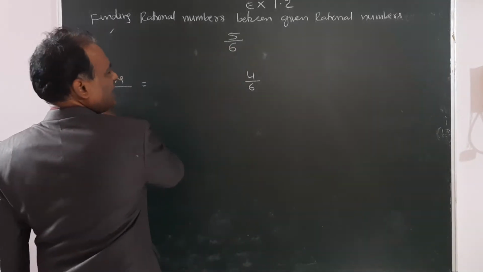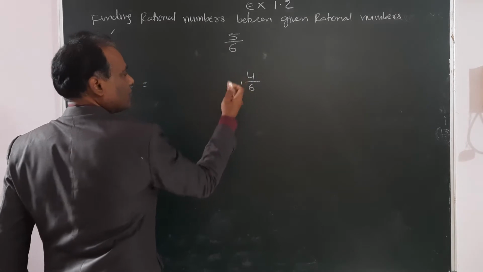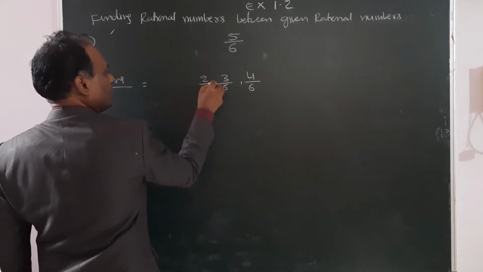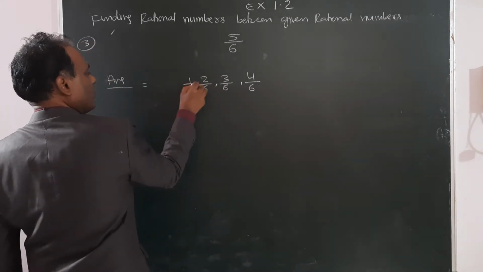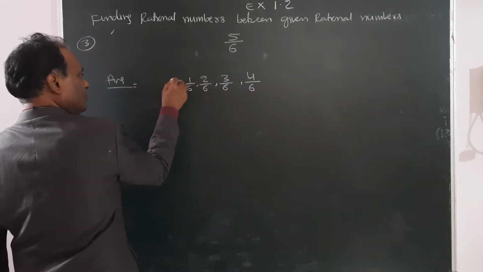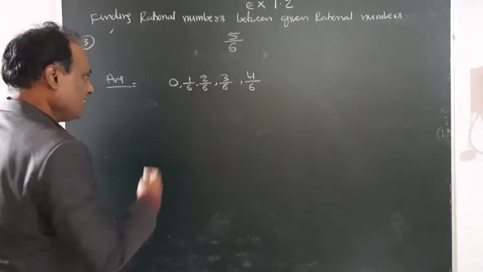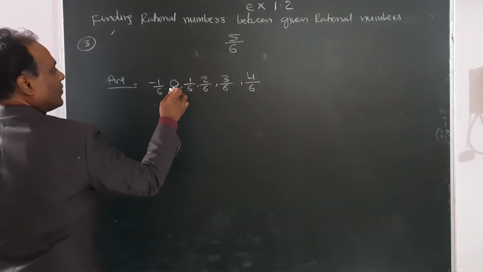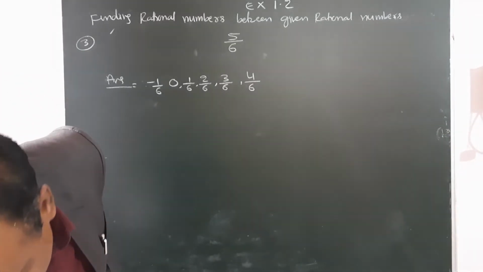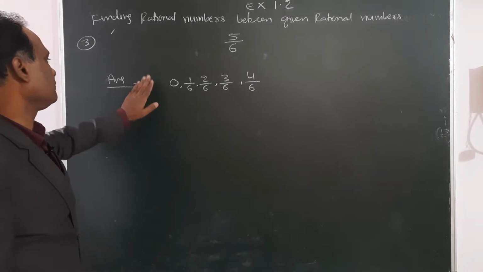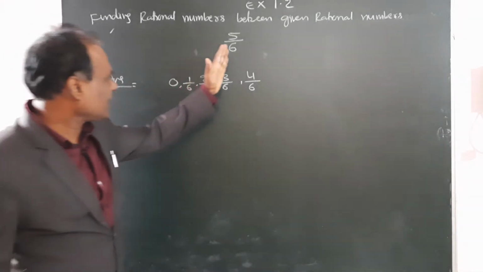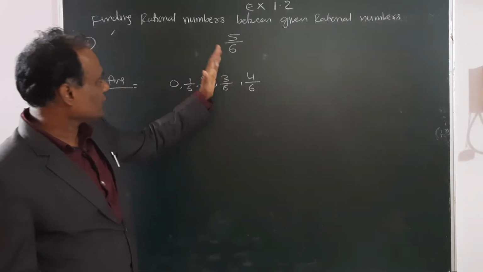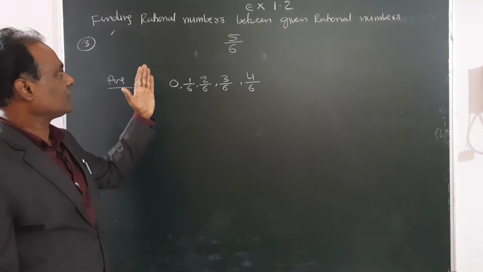So less than 5 by 6 means 4 by 6. Next 3 by 6. Next 2 by 6. Next 1 by 6. Next 0. Next negative numbers. How many numbers are we asked to find? 5. Enough. Numbers less than 5 by 6 means 4 by 6, 3 by 6, 2 by 6, 1 by 6, 0.